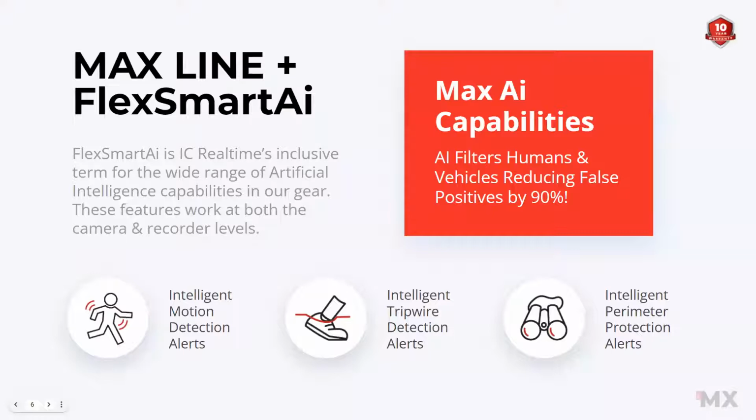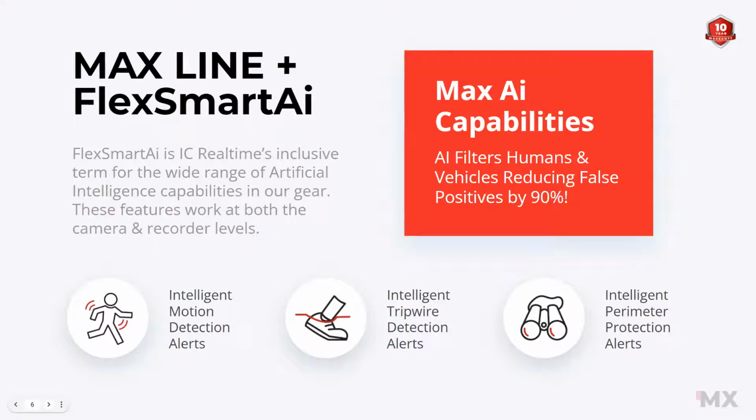So Max Line and FlexSmartAI. FlexSmartAI is going to be our suite of analytics that you can utilize with any of these cameras. So things like intelligent motion detection alerts. So if you've ever sat in on my new technology webinar, you know that intelligent motion detection allows you to search just clip-based videos based on the capture of people and vehicles and the ability to rule out about 90% of false positives and only give you the ability to receive alerts for people and vehicles, which is much better than your traditional motion detection.